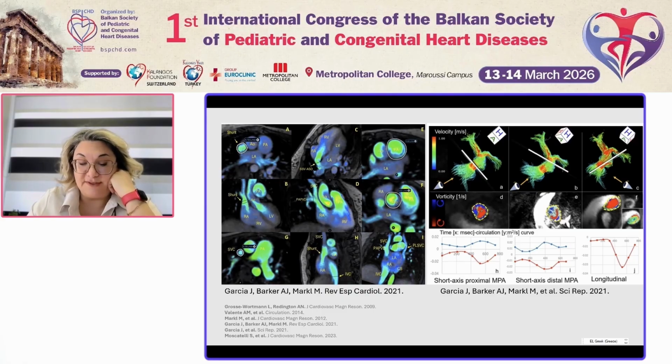Beyond simple flow quantification, it also enables the assessment of energetic biomarkers such as turbulent kinetic energy, viscous energy loss, vorticity, and wall shear stress. These parameters can identify inefficient flow and increased ventricular workload, potentially identifying maladaptive hemodynamics before conventional volumetric thresholds for intervention are met.